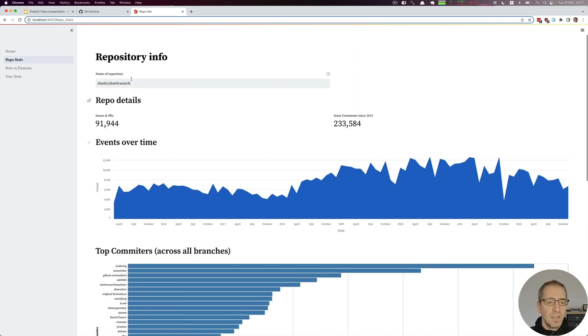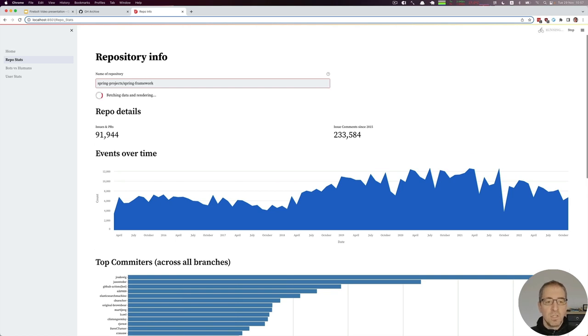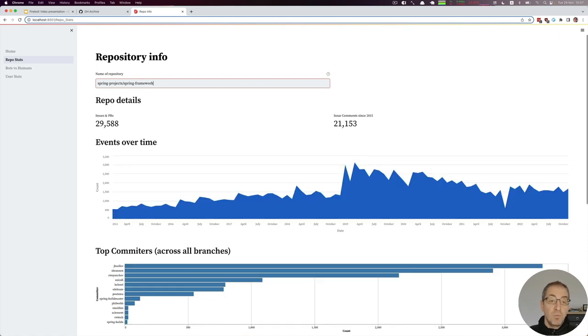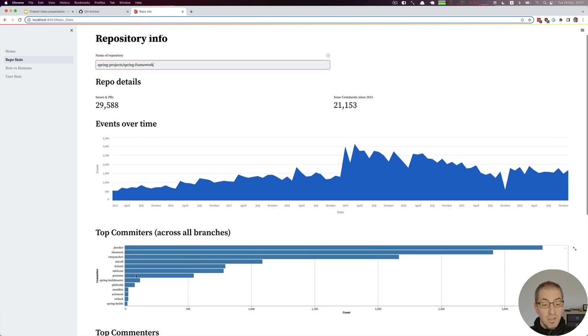So let's take a look at a few other repositories. We can take a look at the Spring Project Spring Framework, which is basically one of the most well-known Java frameworks nowadays. And the Spring Framework has been around for a long time, way before this dataset started. But even here, you can see that it's basically run by not a lot of people, like few people having done the most work. And also it's still pretty active today. So that's a good sign for a project.